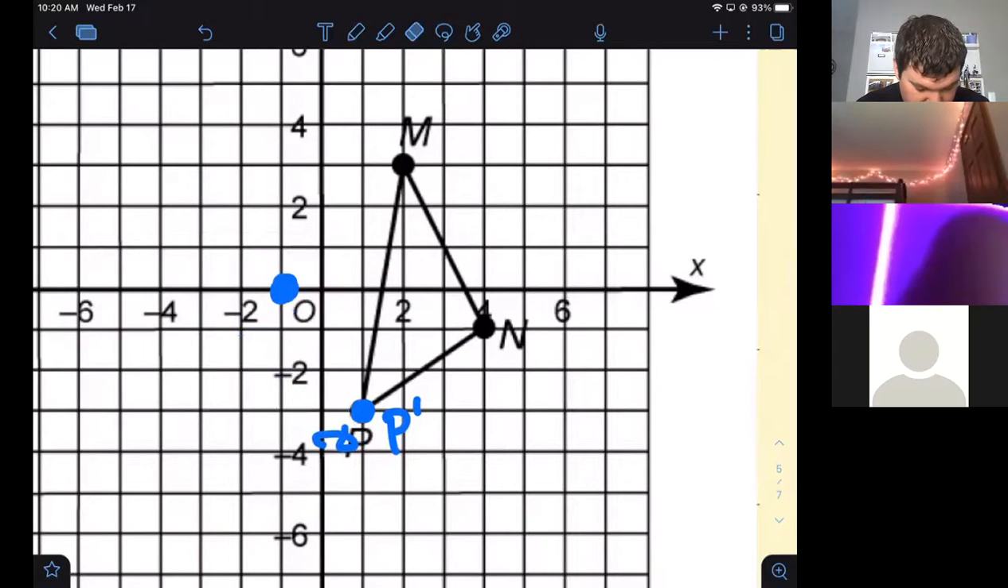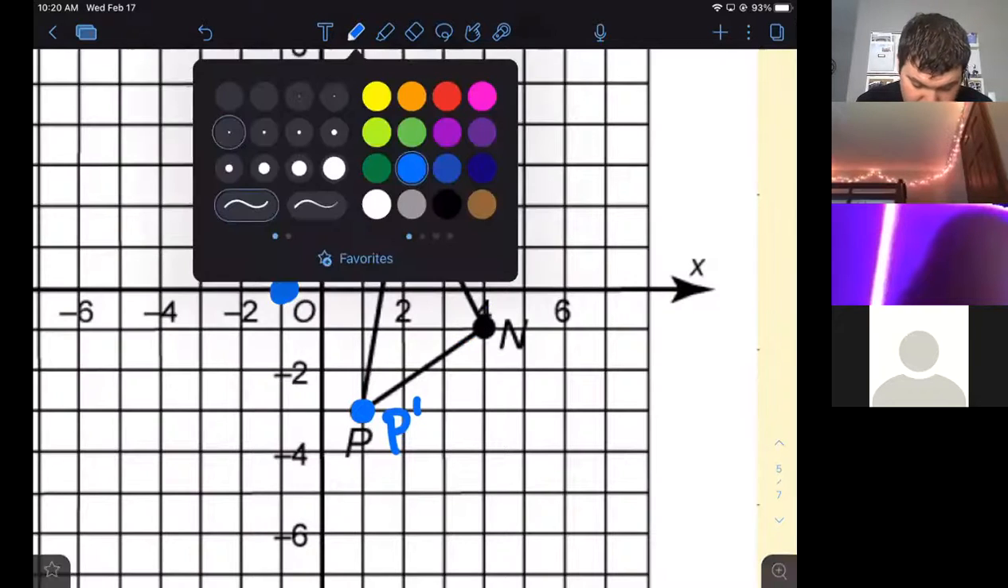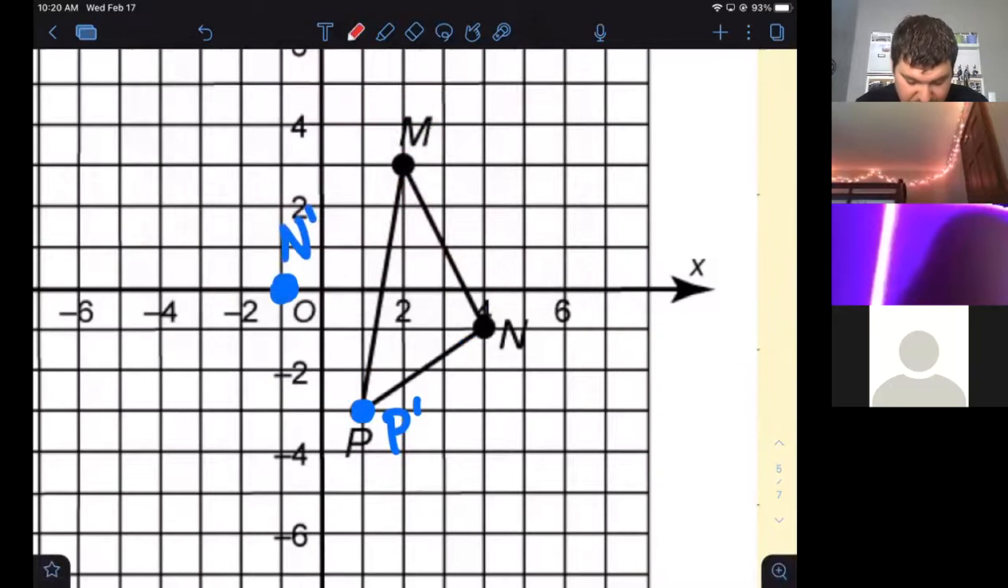Okay, let me get rid of that. So N prime is going to be right here. So I guess it didn't go to quadrant 1. I was thinking rotating around the origin again. I'm not rotating around the origin. I'm rotating around point P. So there's our N prime. And then our M prime, I had to go right 1 and up 1, 2, 3, 4, 5, 6 to get from P to M.